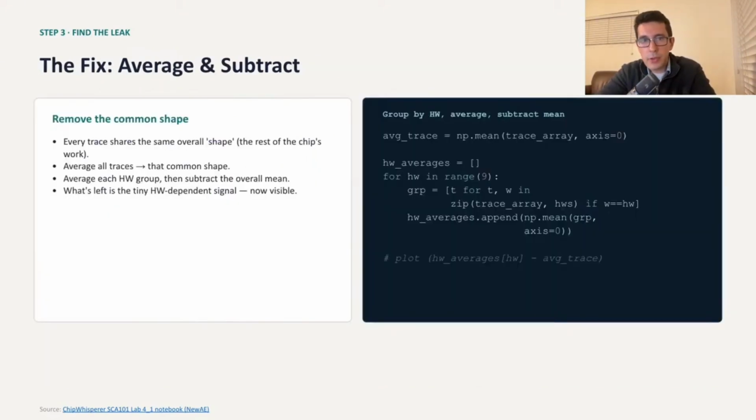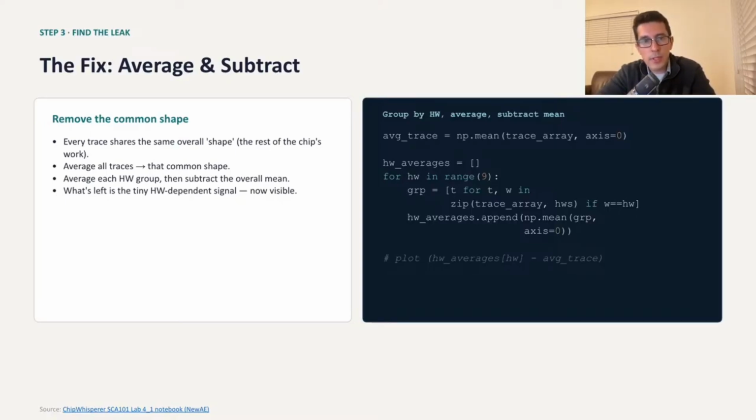The fix is to remove the common shape that all traces share and keep only the piece that depends on Hamming weight. First, we compute the overall average trace of the entire dataset, which is what the chip's baseline activity looks like with all the data variations averaged away.